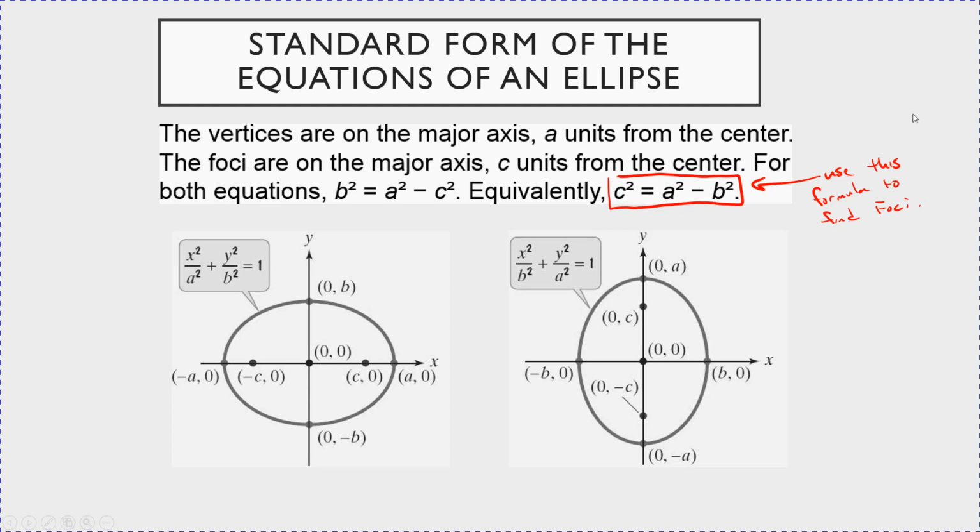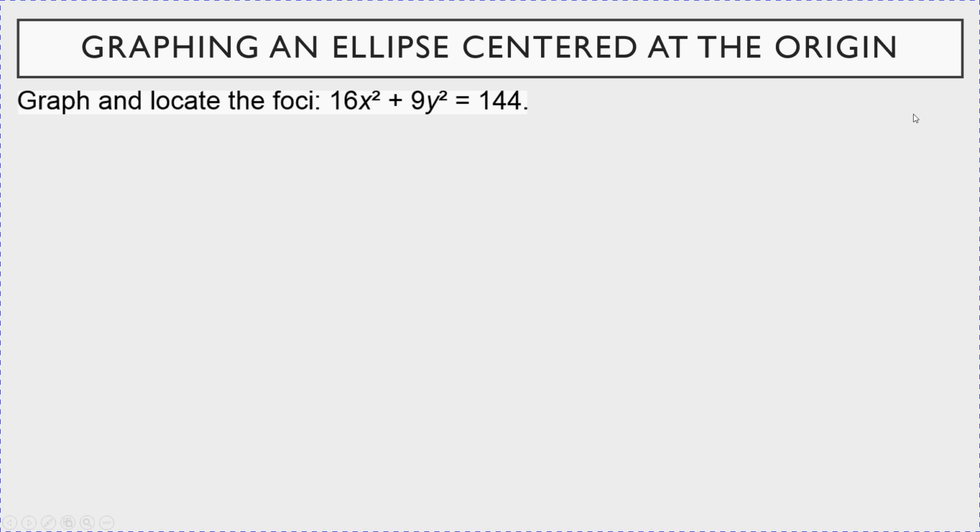Okay. So here's what we want to do. We want to graph this ellipse, and we also want to locate the foci. All right. So here's the problem. I have 16x squared plus 9y squared is equal to 144.